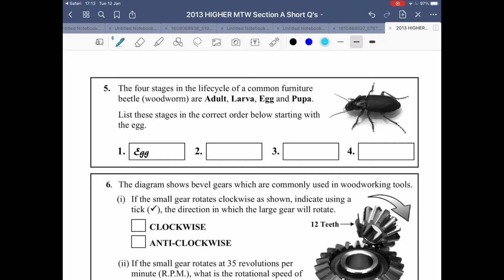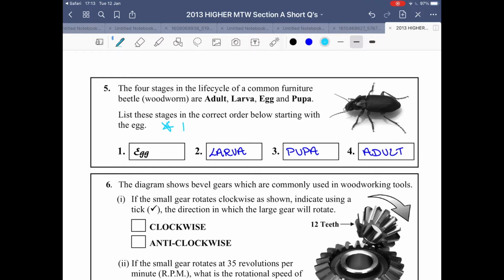Okay, next one is the one that a lot of you get wrong. We had this last year during the shutdown or the lockdown, this question, we did a whole topic on it. Anyway, the correct order is we have an egg, then we have larva, then we have a pupa, and then we have an adult.